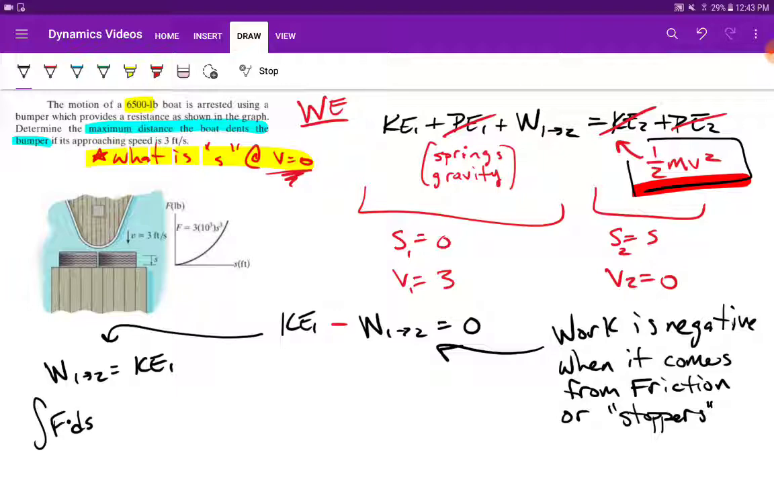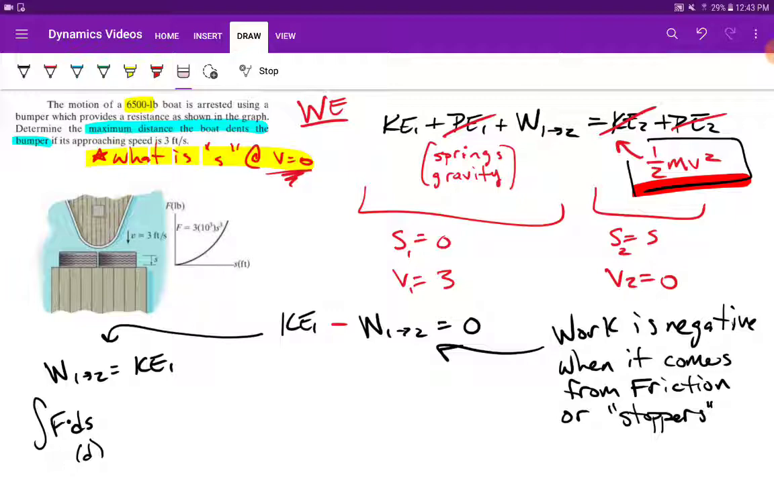All right. A lot of people see that as force times distance. So I'm going to say it like this: work is force times distance when it's not a function. When force is constant, you use force times distance. When force is given as a function, like we have, you're going to use the integral, okay?